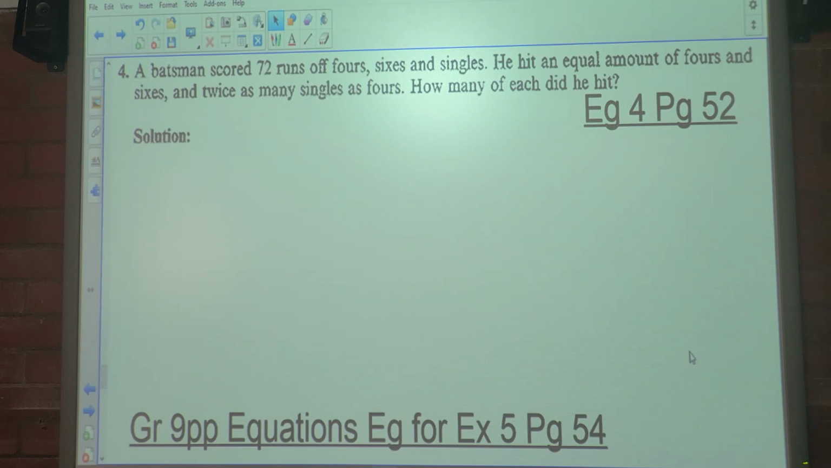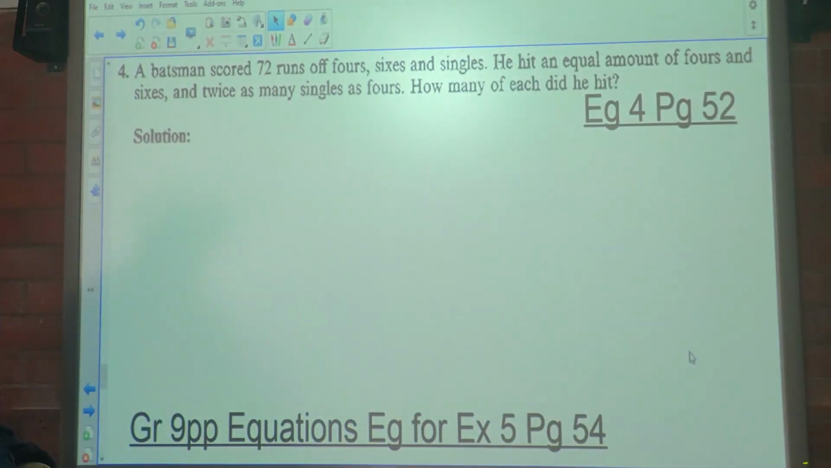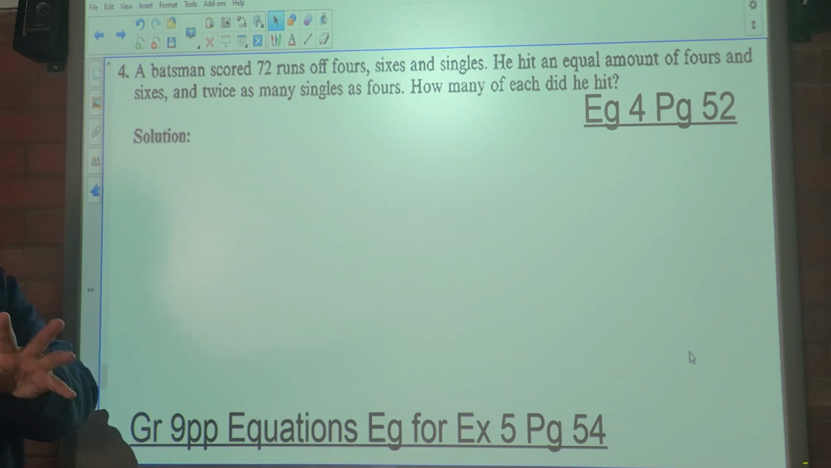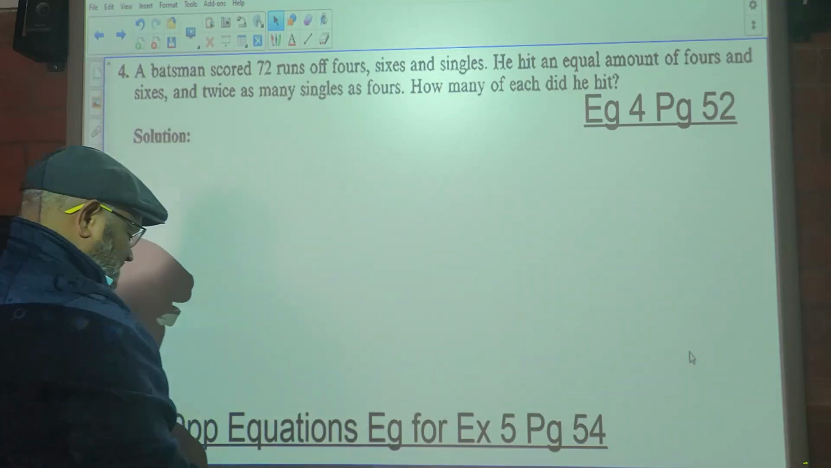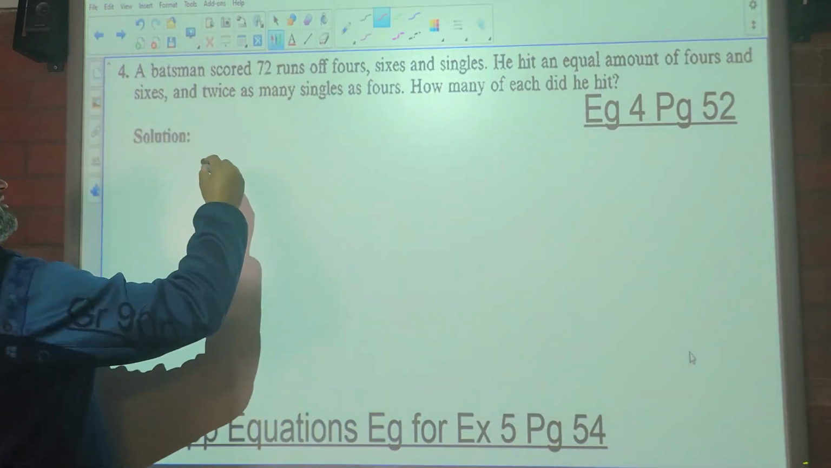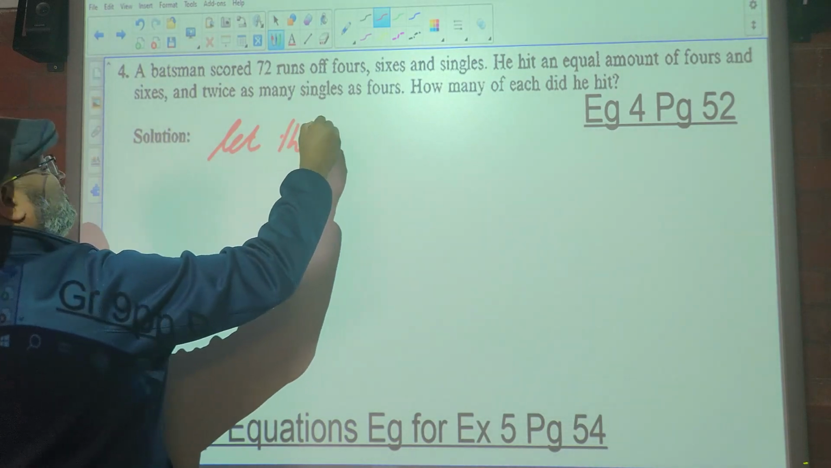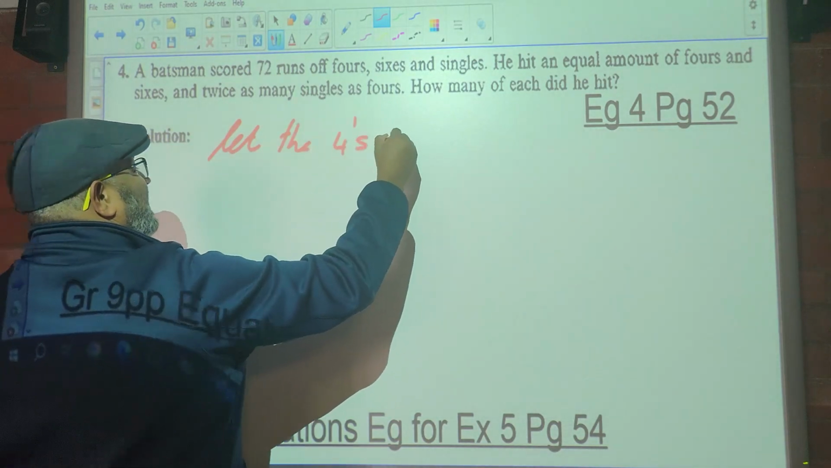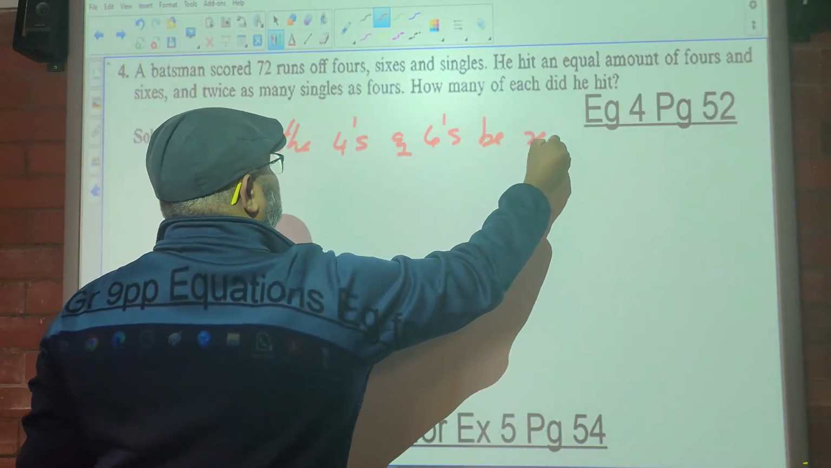Okay. And twice as many singles as 4s. How many of each did he hit? Okay. Remember, when I add all the 4s and all the 6s runs and all the single runs, it comes out to 72. So where do you think we're going to start? We're going to say let the 4s and 6s be x.